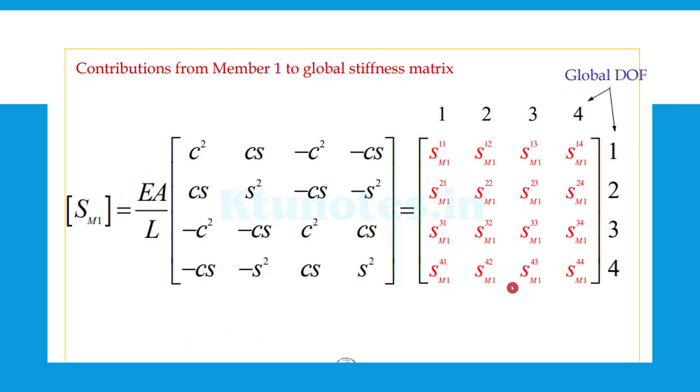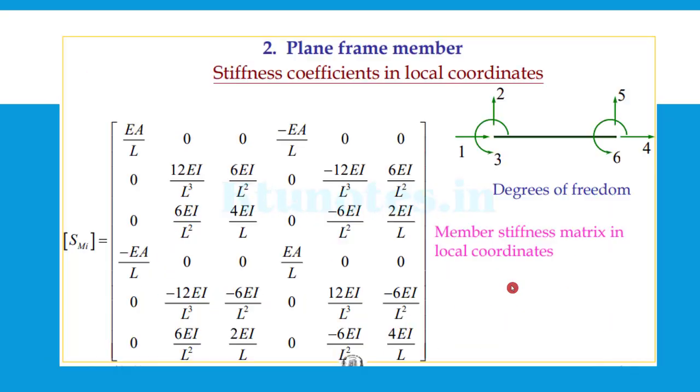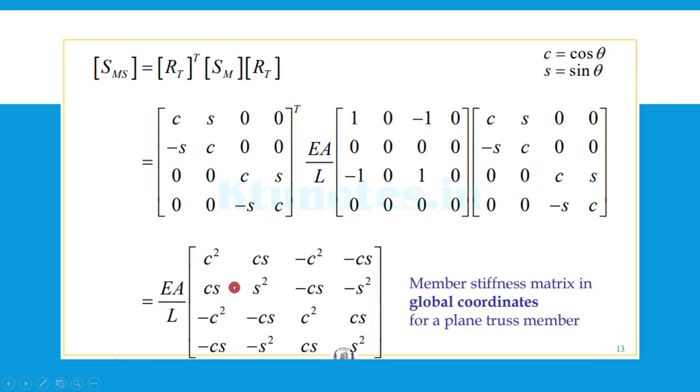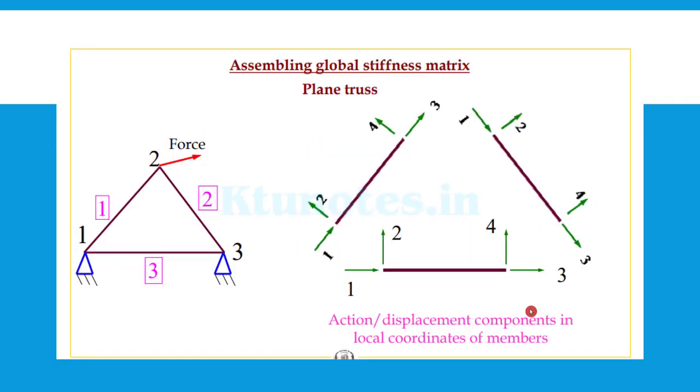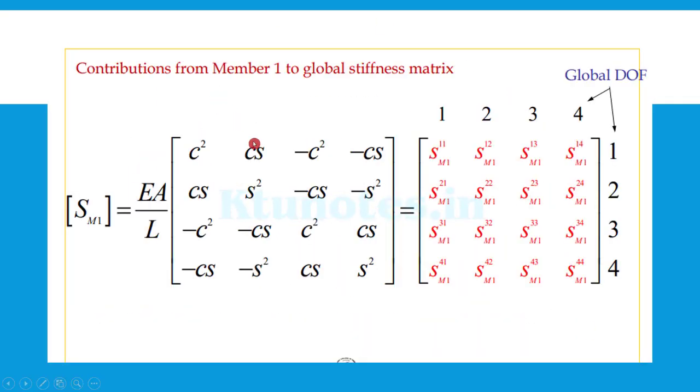Okay, so we are considering member 1 first. We have already derived the global stiffness matrix for member 1 in the previous slides. This is for a plane truss member. Slide number 13, which we discussed, gives the member stiffness matrix in the global coordinate for a plane truss member. That matrix is written here, and this is SM1. This will be for member 1 in the global coordinate.